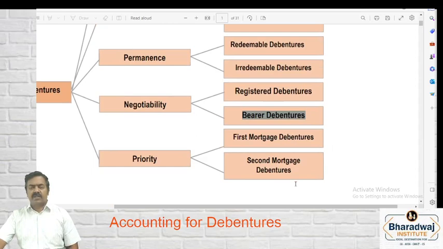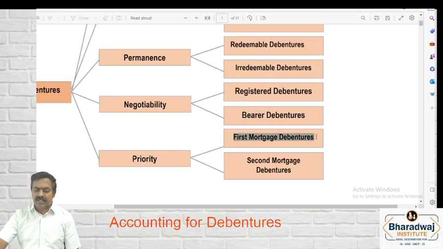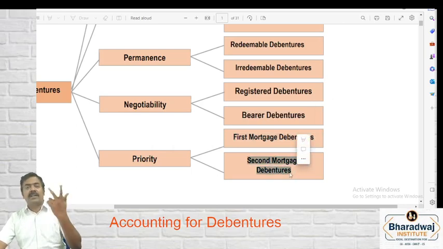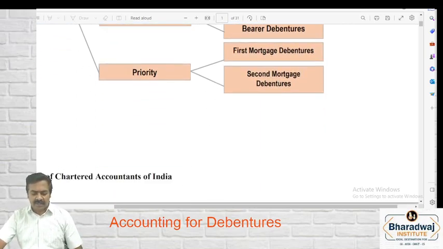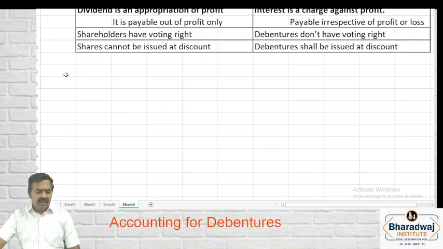Bearer debenture: whoever is holding the debenture, like a currency note, becomes the owner of the debenture. Priority: first mortgage debentures are repaid first, then second mortgage debentures are paid after the money is paid to first mortgage debentures. This is about the different types of debentures.